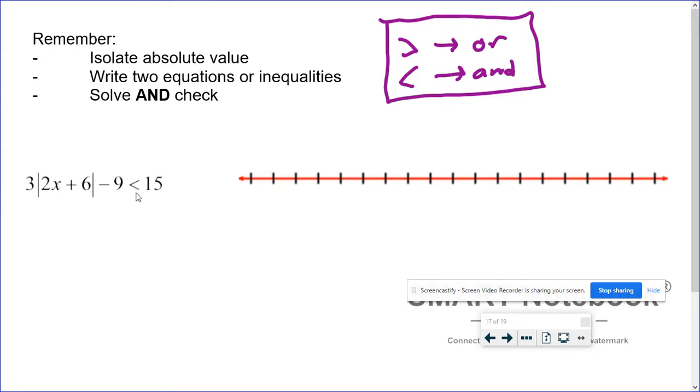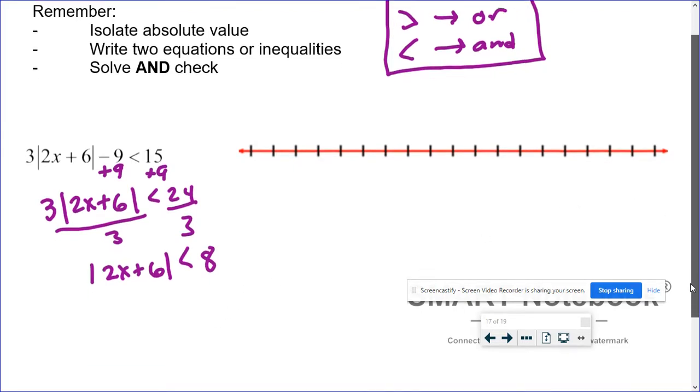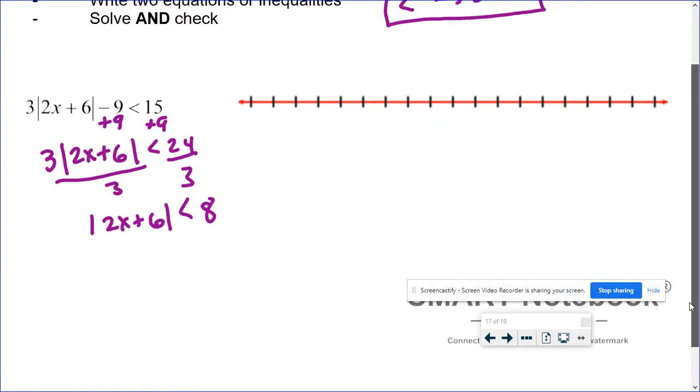Isolating the absolute value part of the inequality is something we need to do. We haven't had need to do that with any examples today. So let's do that first. Now I've got 3 times the absolute value of 2x plus 6 is less than 24. Divide both sides by 3, and you get the absolute value of 2x plus 6 is less than 8. Okay. Now I can split it like we have been doing.